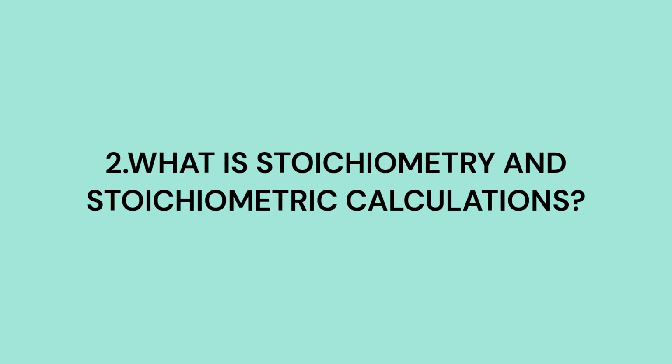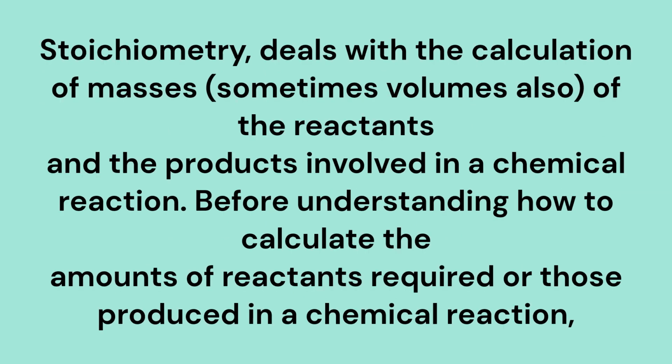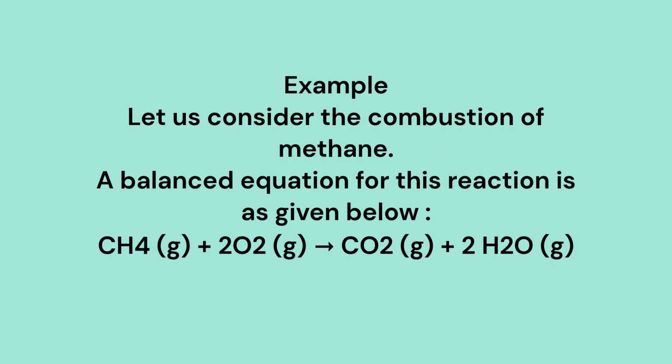What is stoichiometry and stoichiometric calculations? Stoichiometry deals with the calculation of masses, sometimes volumes also, of the reactants and the products involved in a chemical reaction. Before understanding how to calculate the amounts of reactants required or those produced in a chemical reaction, example: let us consider the combustion of methane. A balanced equation for this reaction is as given below. CH4(g) + 2O2(g) → CO2(g) + 2H2O(g).